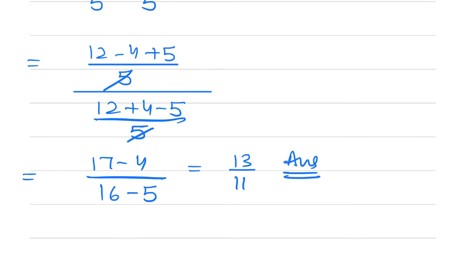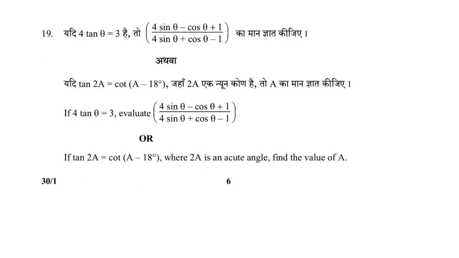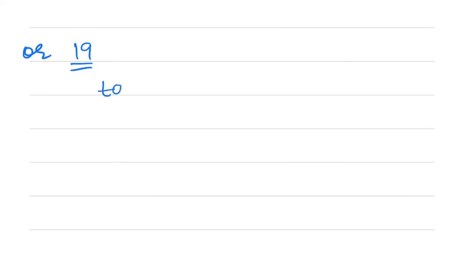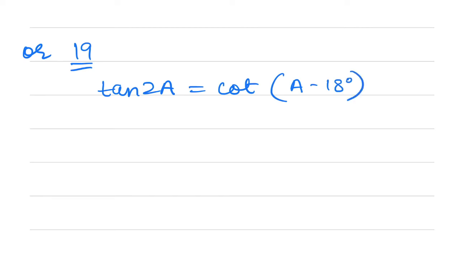That's the answer. In 19th question, another one is: if tan 2a is equal to cot(a minus 18 degree), where 2a is an acute angle, we need to find the value of a. We are given tan 2a is equal to cot(a minus 18 degree). 2a is an acute angle and we have to find a.